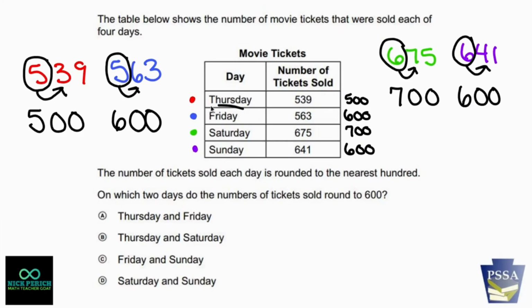On which 2 days do the numbers of tickets sold round to 600? Looks like Friday and looks like Sunday. A is Thursday and Friday, so not you. B is Thursday and Saturday, so not you. C is Friday and Sunday, so you. And D is Saturday and Sunday, so not you. So make sure you're picking the one with both correct days. I know A said Friday, but it has to have Friday and Sunday, so the answer for this one is C.